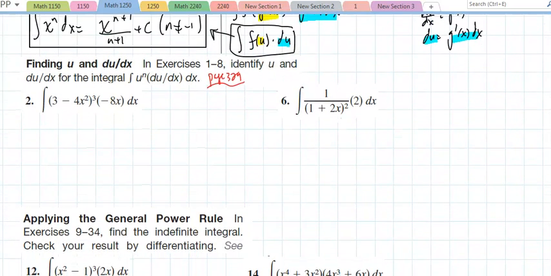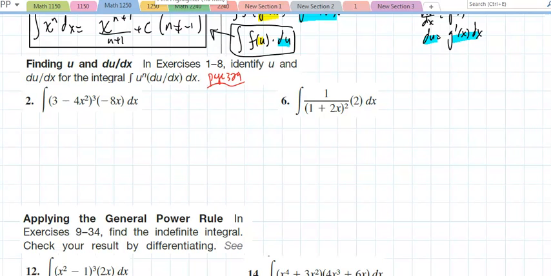So I'd like to start with number 2. The key is figuring out what u should equal, and keep in mind how this works. You want u to be the inside of a power function, the denominator of a fraction, the inside of a radical, the argument of a log, whatever you're taking the log of, the power of an exponential function, and so on and so forth. So if I glance at this, I really want this to be my u. U would be the inside of a power function. And why is that? You're trying to get a power out of this, and you know exactly how to integrate that.